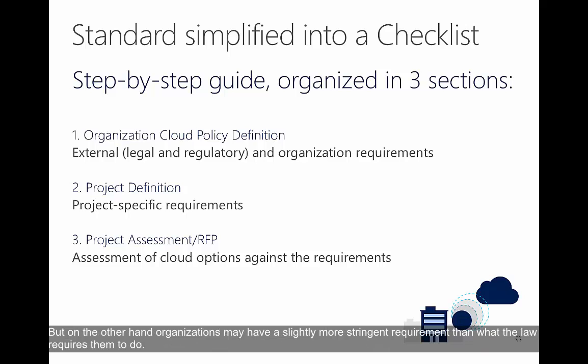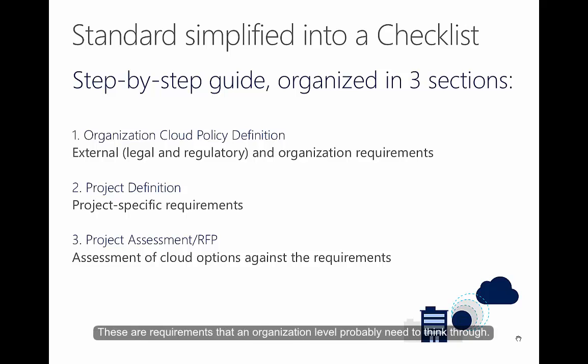But on the other hand, organizations may have a slightly more stringent requirement than what the law requires them to do. Another area that's commonly thought about and important would be something like law enforcement access to the data. These are requirements that the organization level probably need to think through. And then next, you have the project definition, where our customers need to think through the more technical requirements, such as uptime, and also other things such as particular service features and level of support that they really want, and the cost constraint, of course.